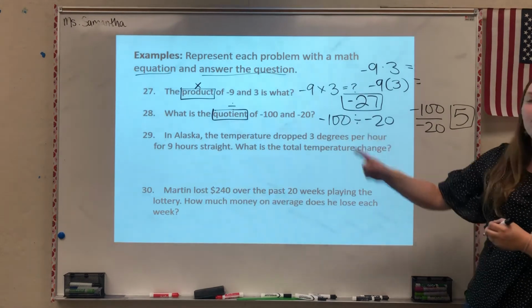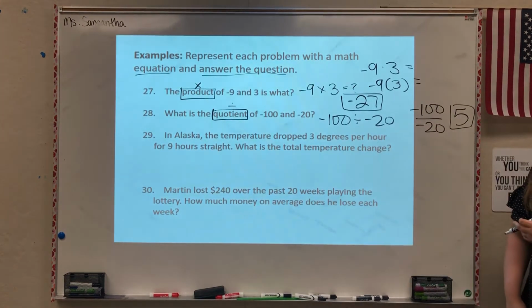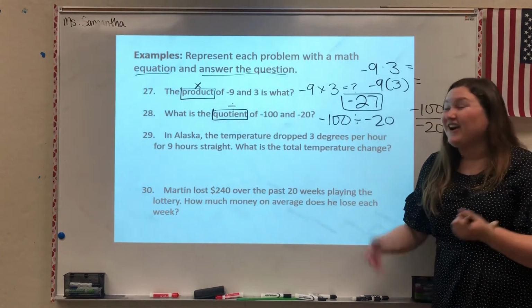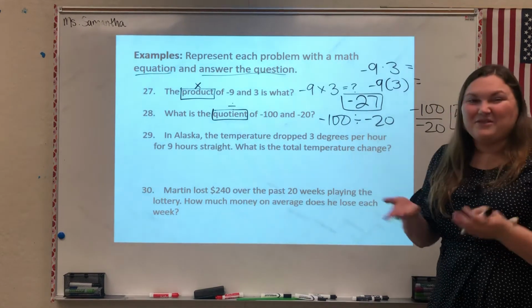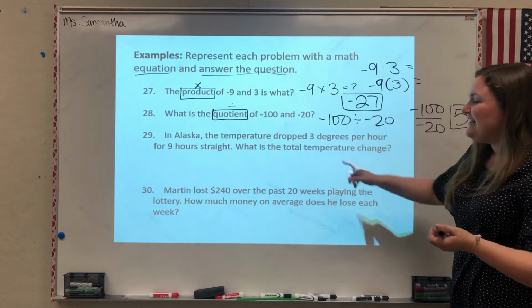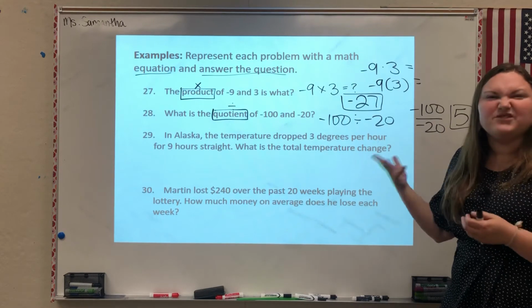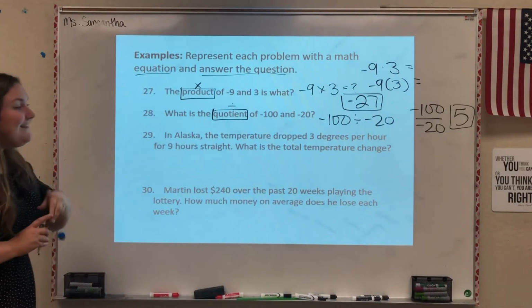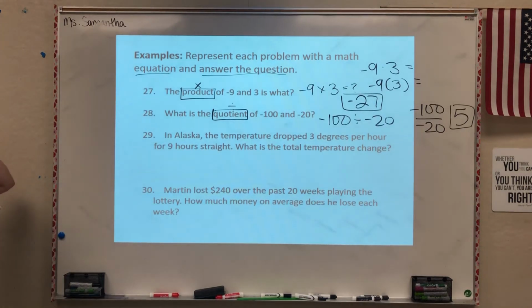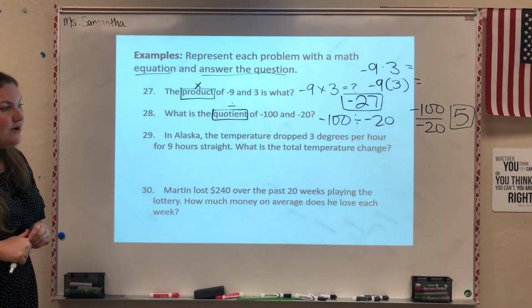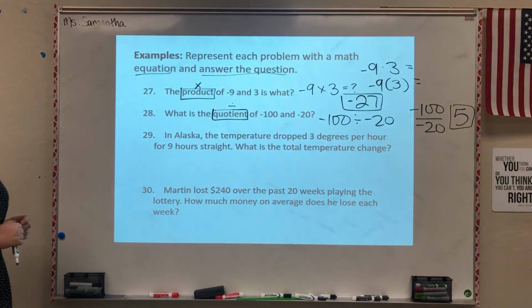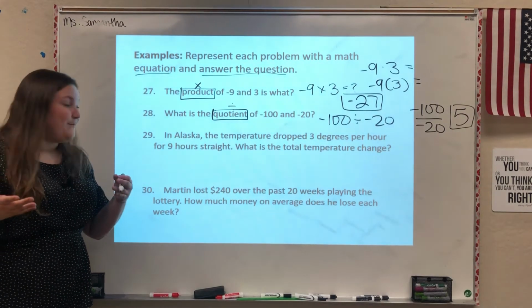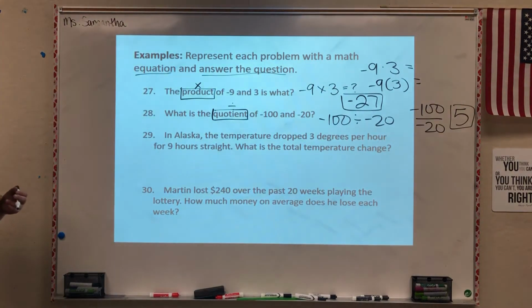5 is the quotient. Like I said, those first 2 problems there are kind of just like math equations written with words. These last 2 are actual word problems, like story problems. So for number 29, we've got in Alaska, the temperature dropped 3 degrees per hour for 9 hours straight. What is the total temperature change? Again, I want to get an equation for myself to help me do this math. What are they telling me?